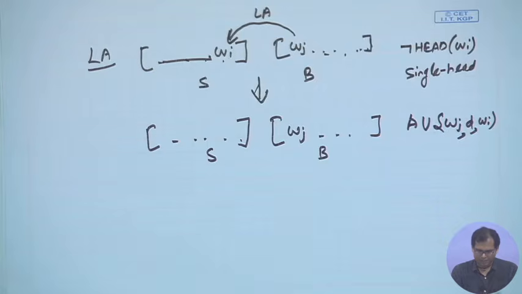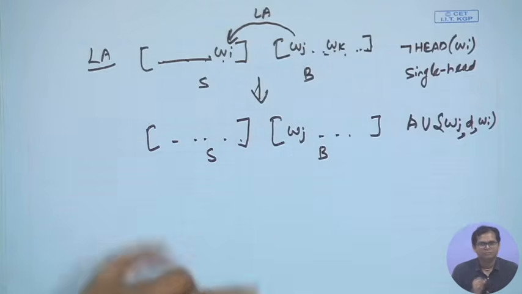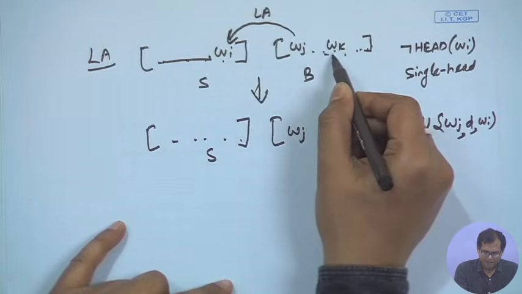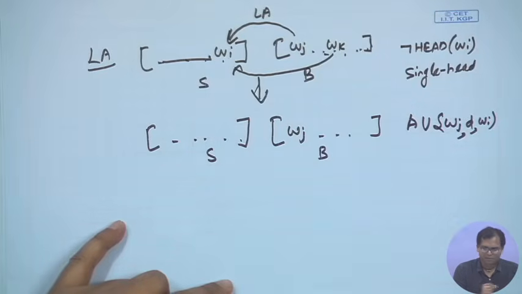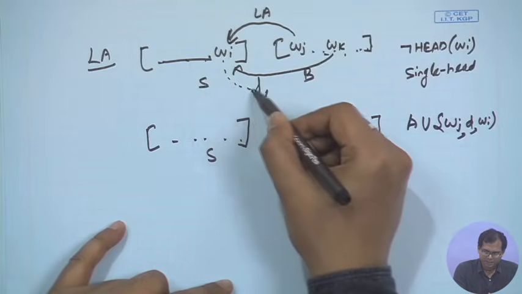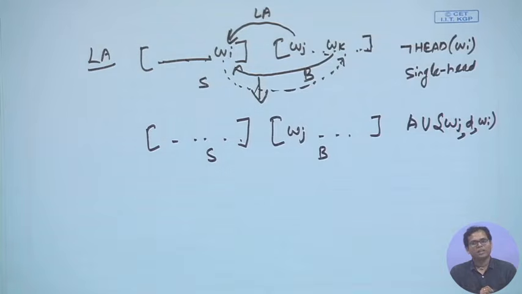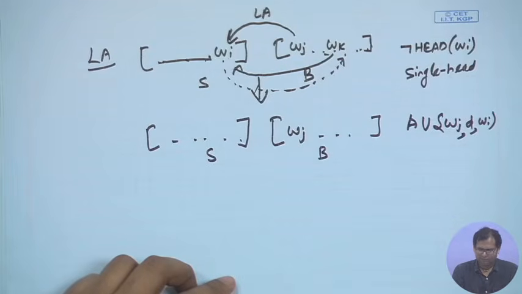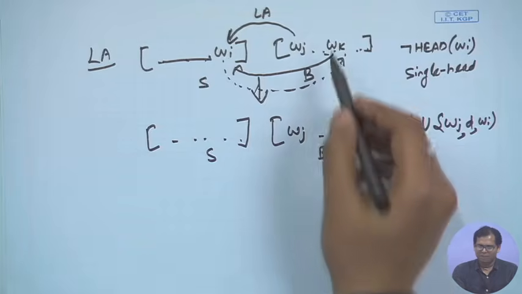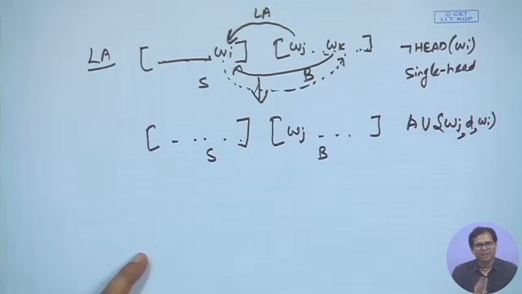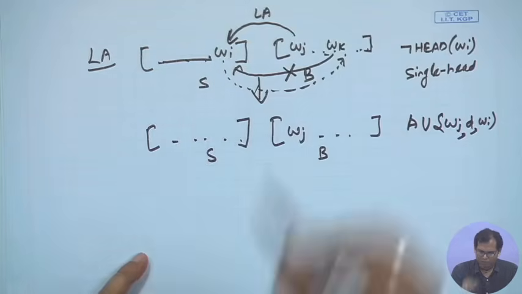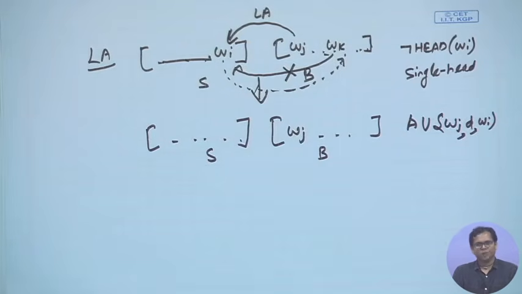Now, let us take a scenario. Take a word here, Wk. Now, what kind of relation might Wi have with Wk? It can be either an incoming arc or an outgoing arc. Now, can it have an incoming arc from Wk? It cannot, because it can have only one head. So, this is not possible. Now, what is the other possibility? Can it have an outgoing arc to some word Wk? Now, what do you think about it?